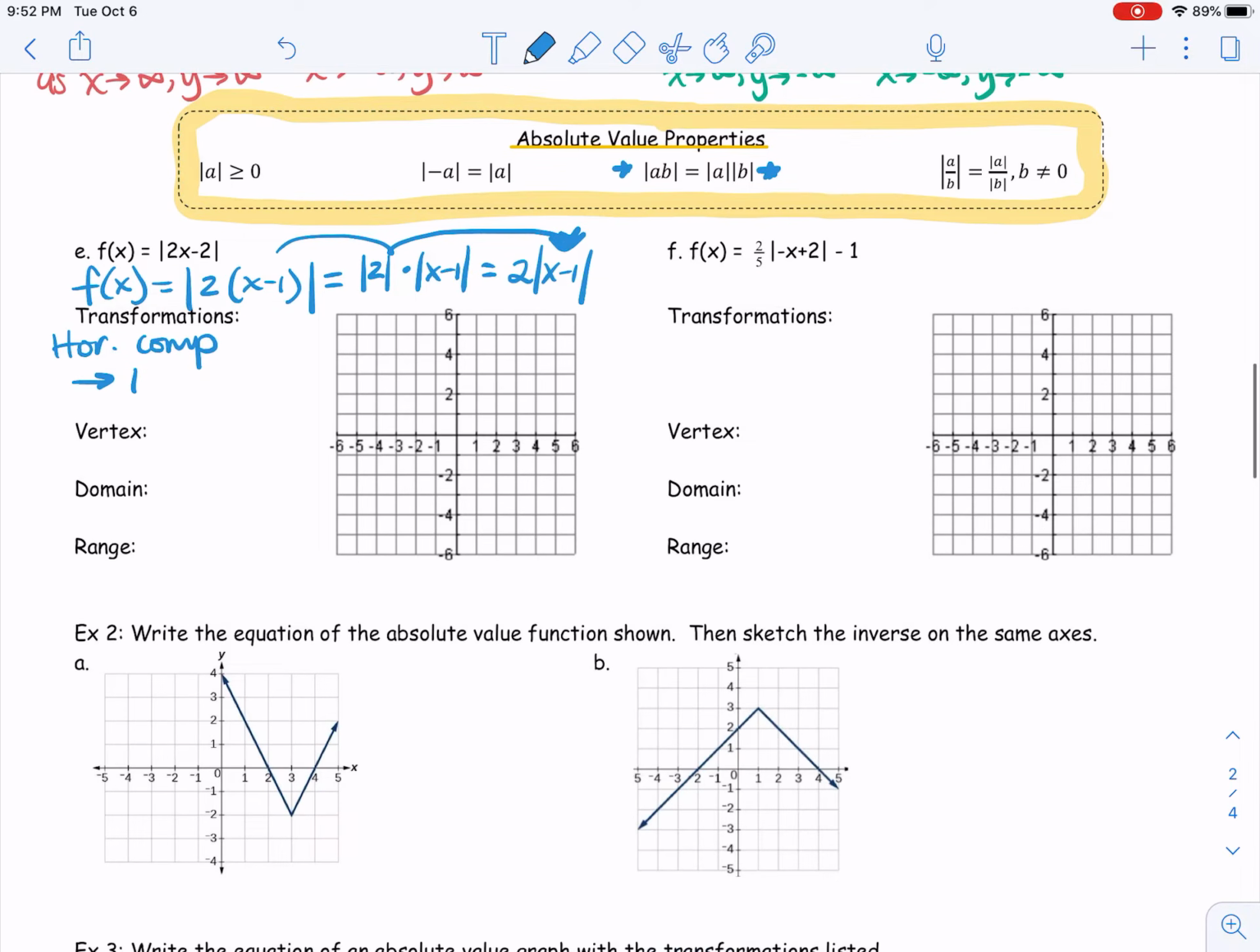So because of that shift, I know my vertex is now 1, 0. That horizontal compression, which is also acting as my vertical stretch, is my slope, right 1 up 2, right 1 up 2. And there you go. Okay, domain, we already know, negative infinity to positive infinity, range 0 to infinity. Let's try it one more time.